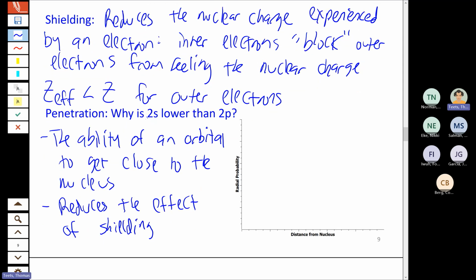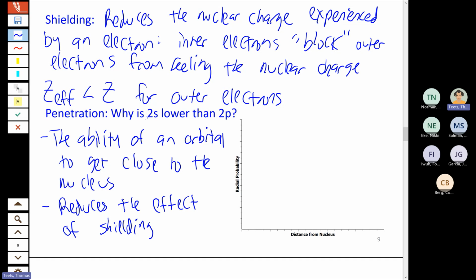So if we're comparing 2s to 2p, to understand this concept, we need to look at those radial probability functions again, 4 pi r squared psi squared, which again tells us the relative probability of the electron being a certain distance from the nucleus. And we also introduced the concept of radial nodes before, which was important.